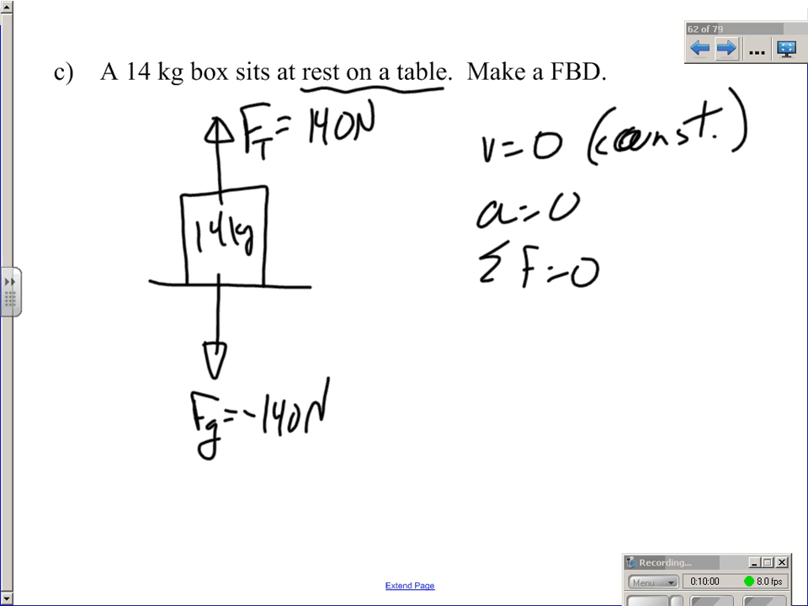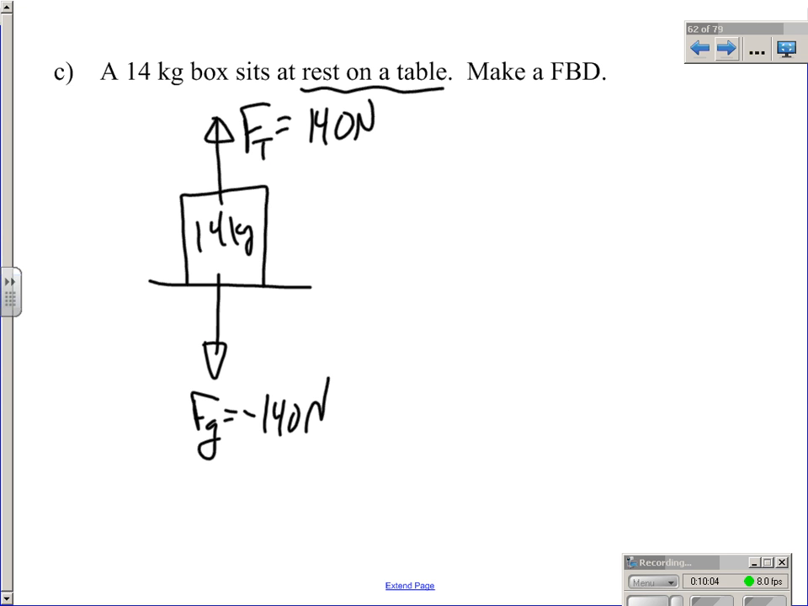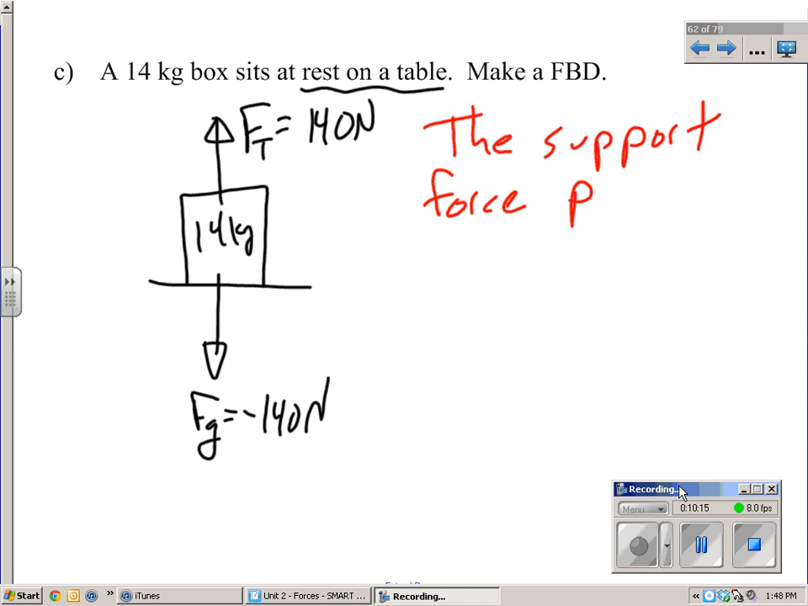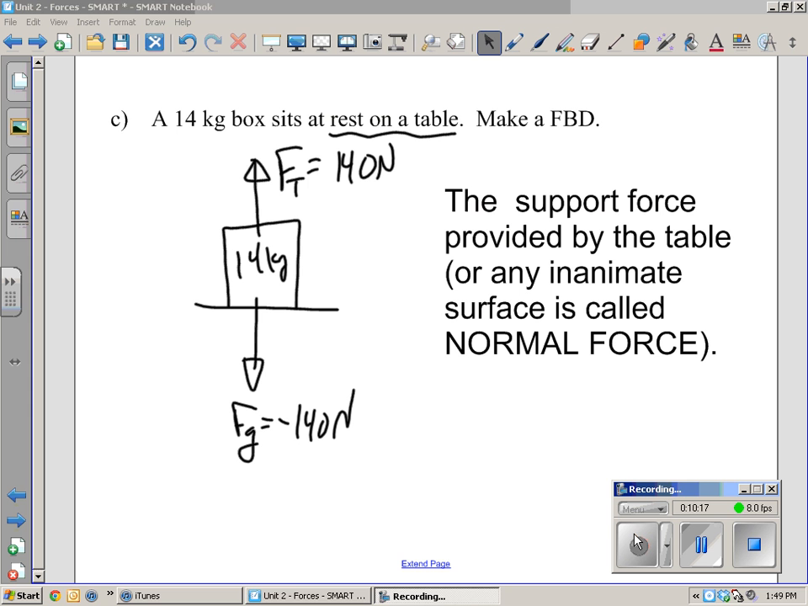All right, so new definition. The support force provided by the table, I should have retyped this in advance. Do you know what? I'm going to pause it right now. What do you think about that? All right, so here we go.